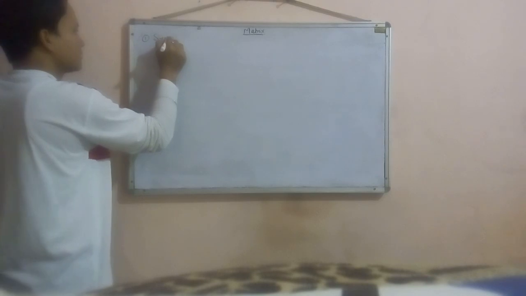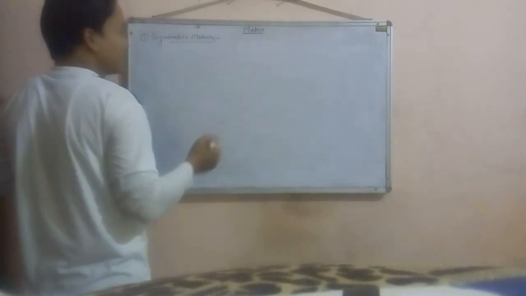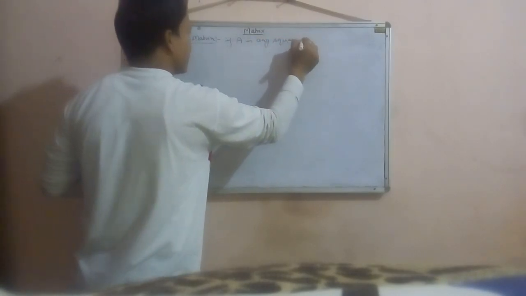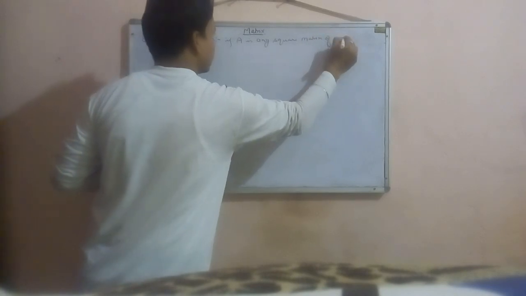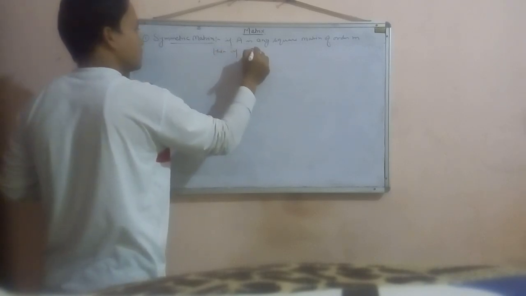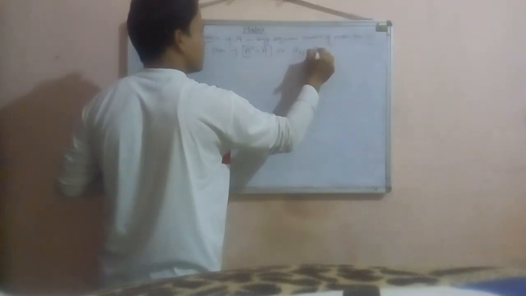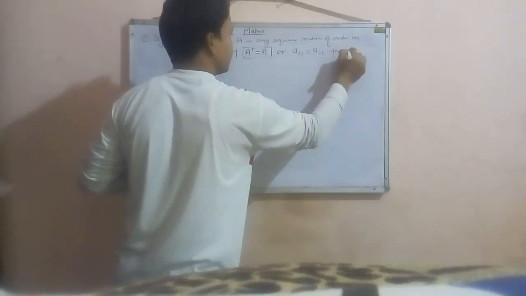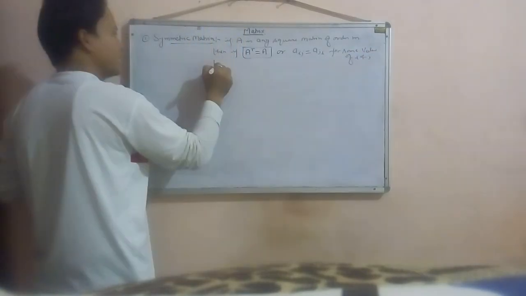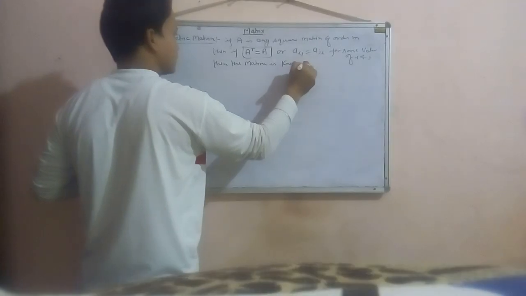What is symmetric matrix? If A is any square matrix of order m, then if A transpose equal to A, or Aij must be equal to Aji for all values of i and j, then the matrix is known as symmetric matrix.